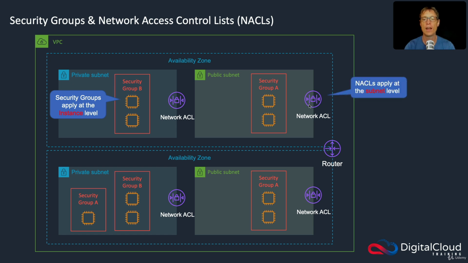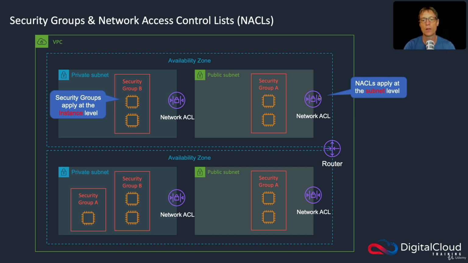Now, on the other hand, a network ACL applies at the subnet level. So the network ACL only restricts traffic whether it's coming in or out from the subnet. So for example, if you're sending traffic from this instance here to this one underneath, they're in the same subnet, so the network ACL won't see that traffic, but the security group will.